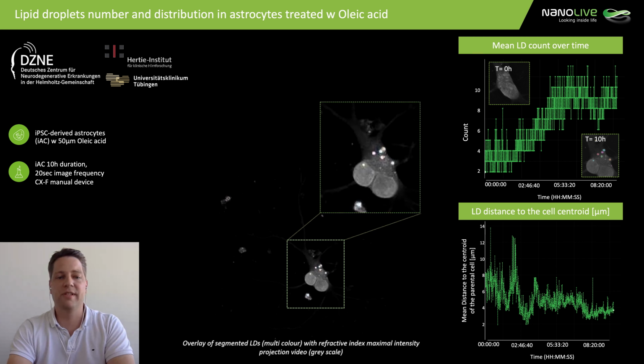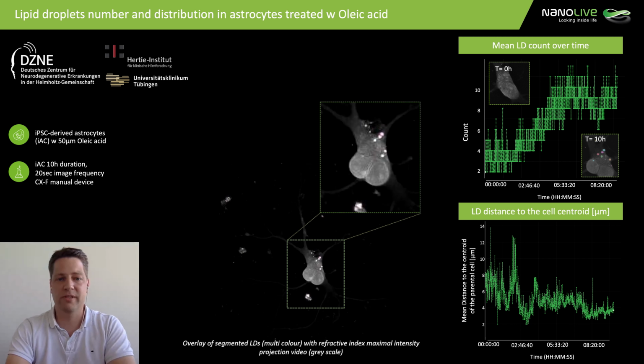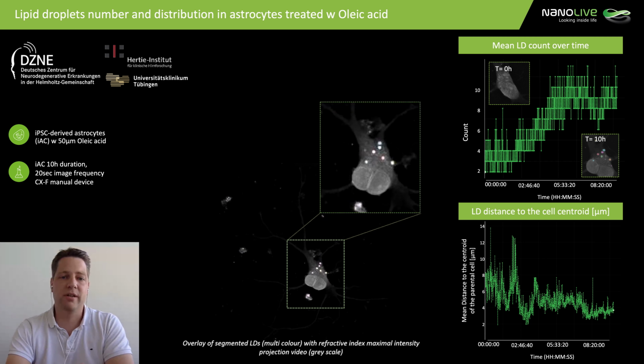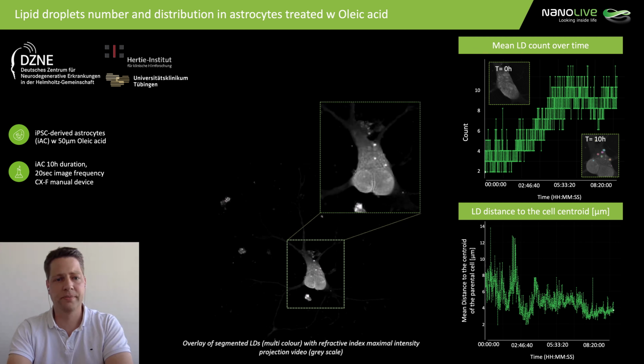What you can see from this analysis is that oleic acid treatment induces the formation of lipid droplets in these astrocytes, while the lipid droplets stay close to the nucleus and are not transferred to the periphery of the cell.